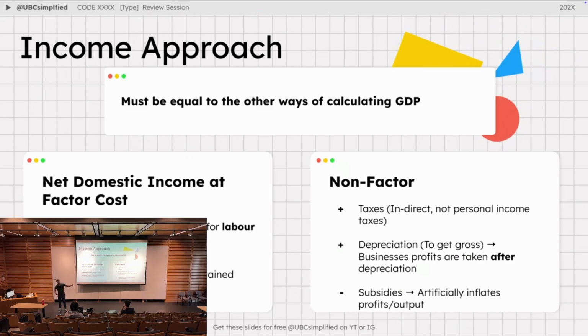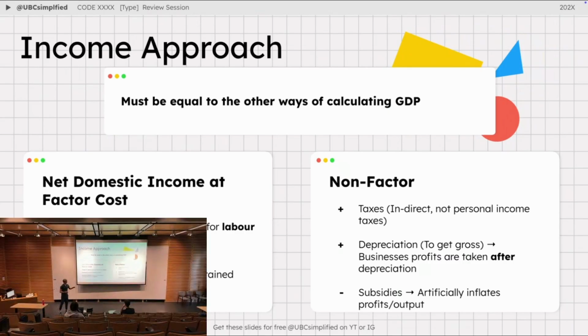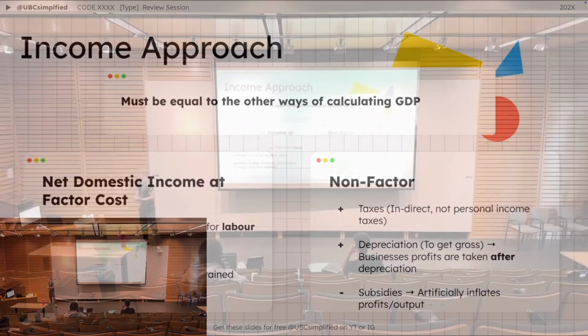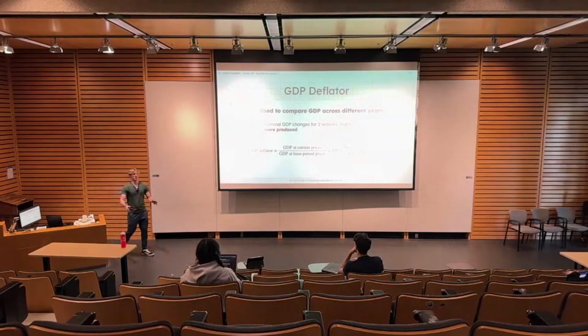And the reason that we have to add back depreciation is because if you look at an income statement, profits from businesses are taken after depreciation, but that just takes away from what's being produced. So you can keep that in mind. And the last thing, we have to subtract subsidies, because this artificially inflates the price of things that you're buying, because the government gives a store money and then they have more profits because they're getting free money from the government. So we add taxes, we add depreciation, and then we subtract subsidies, and that's how we get GDP. And those should all be equal to each other, ideally.